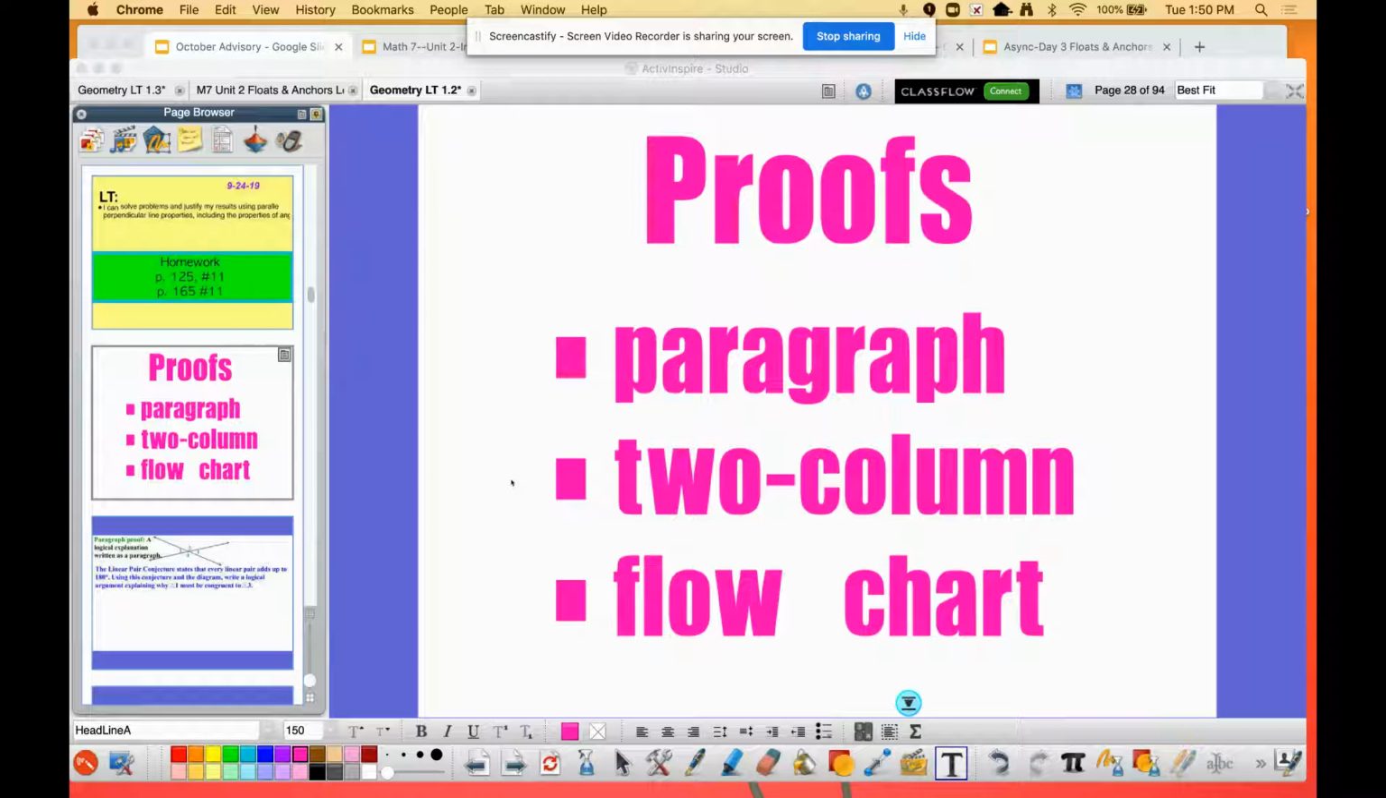The first thing I'm going to ask you to do is write down the title proofs. And we're going to talk about 3 different kinds of proofs. The first kind is a paragraph proof, which is you're just writing sentences. The second kind of proof is a 2-column proof, and it looks like a T-chart. And the third kind is a flow chart. So I'm going to show you what each of these looks like, and we're going to write proofs for these. So make sure you have down each of the 3 kinds of proofs.